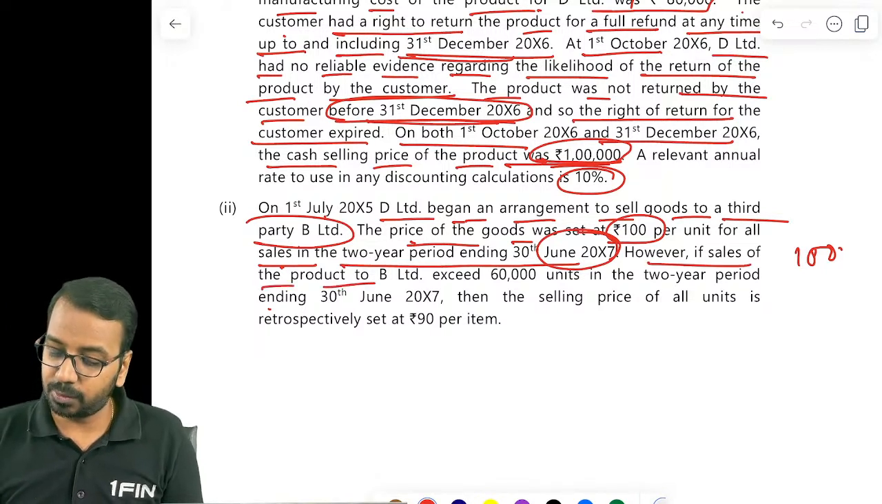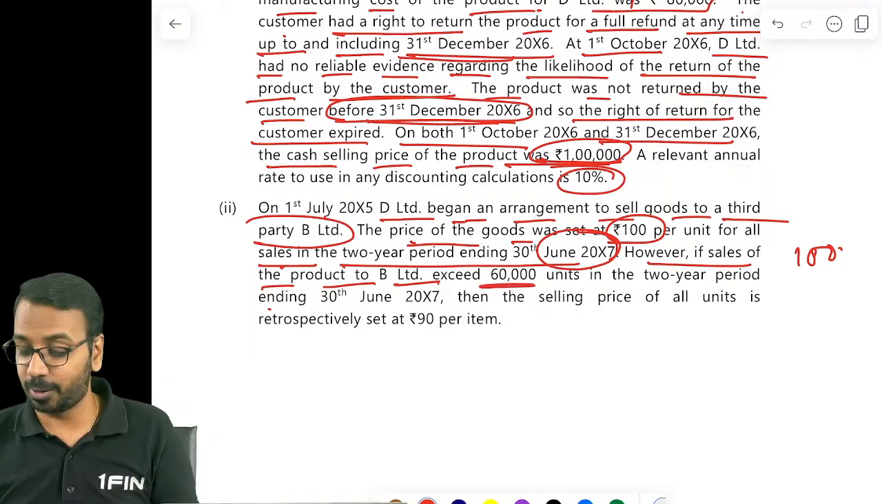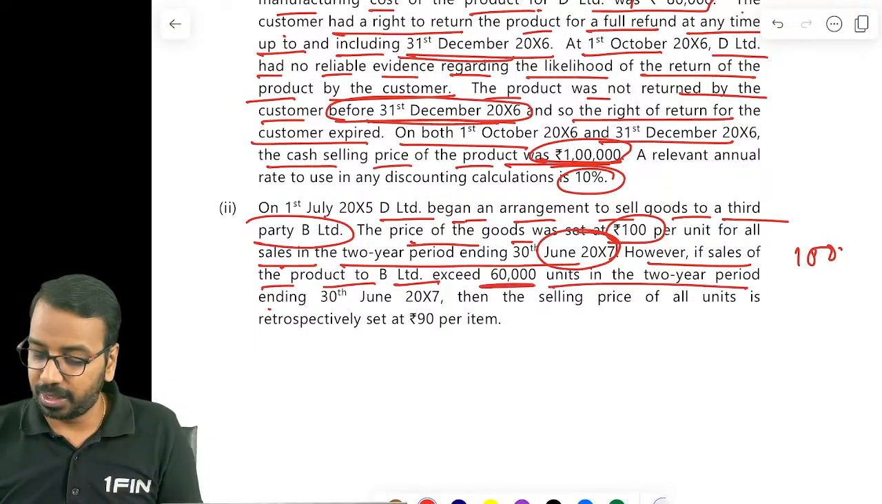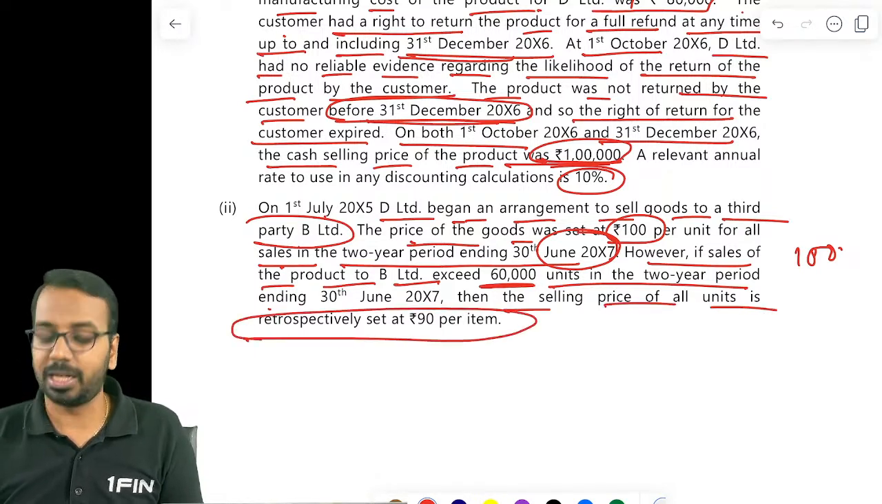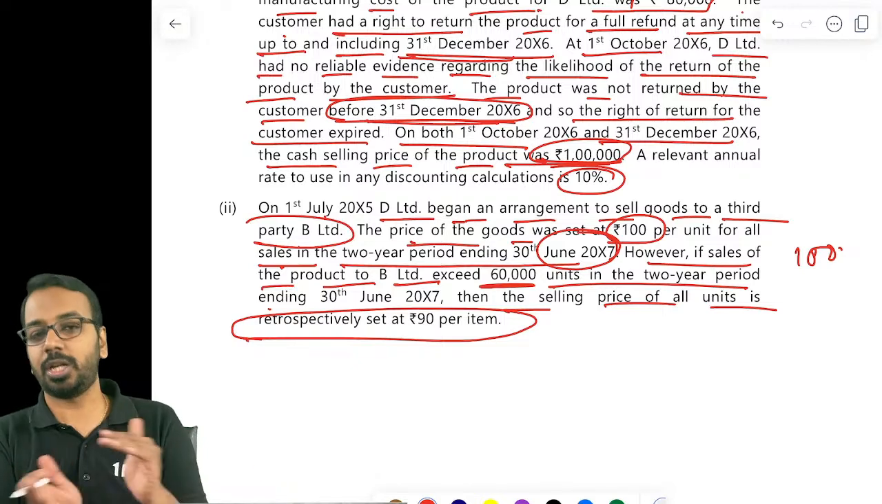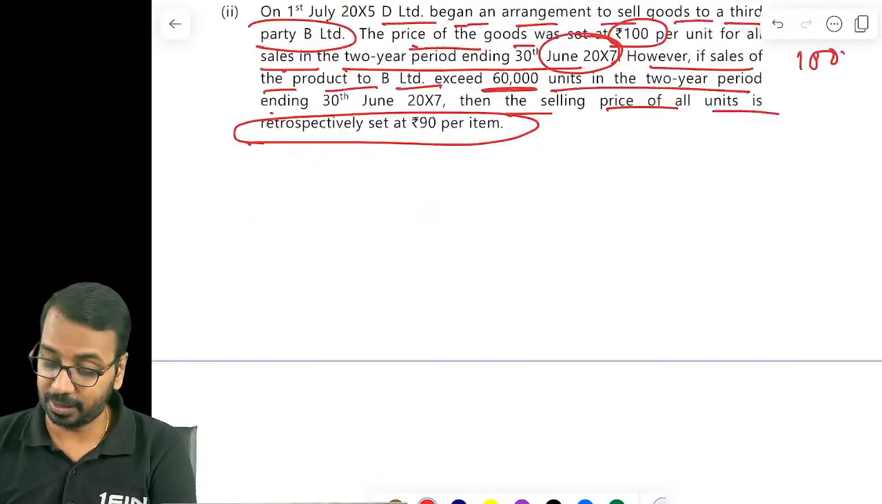However, if the sales of the product to B Limited exceed 60,000, if he buys more than 60,000 in the 2-year period, then the selling price of the units is retrospectively set at 90 per item. Historically, the historical sales also, the price will be 90 per item.